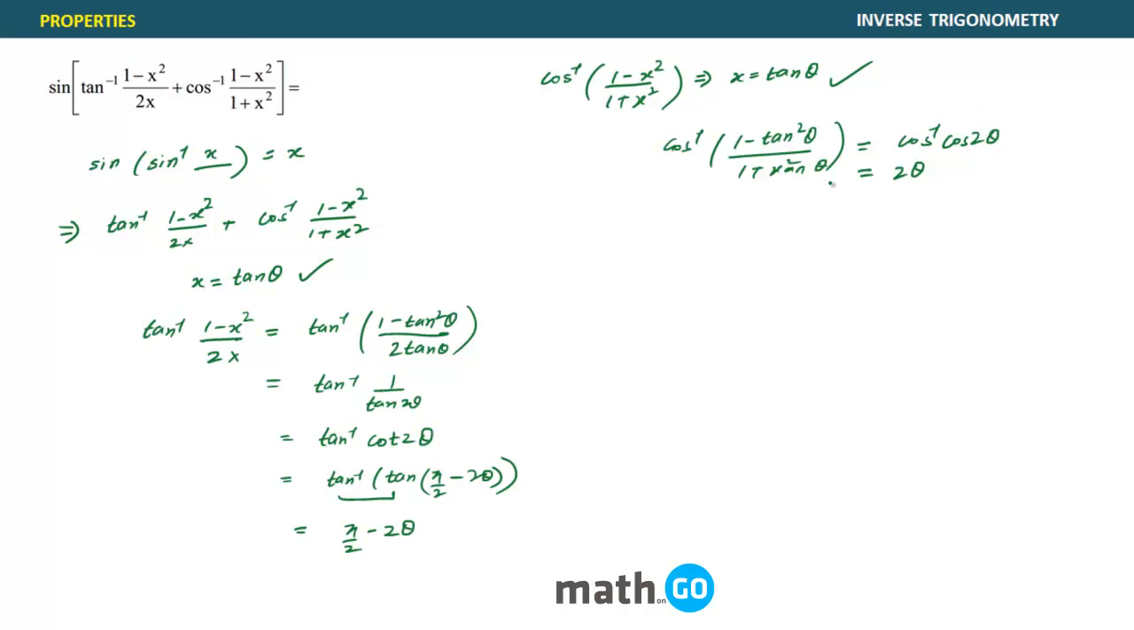Okay, so up till that particular stage, if you clearly see, this becomes sin of (pi by 2 minus 2 theta plus 2 theta), and this cancels out. You are just left with sin pi by 2, which does not even require an inverse function. The answer is straight away 1. So the answer that you should mark in the exam is 1.